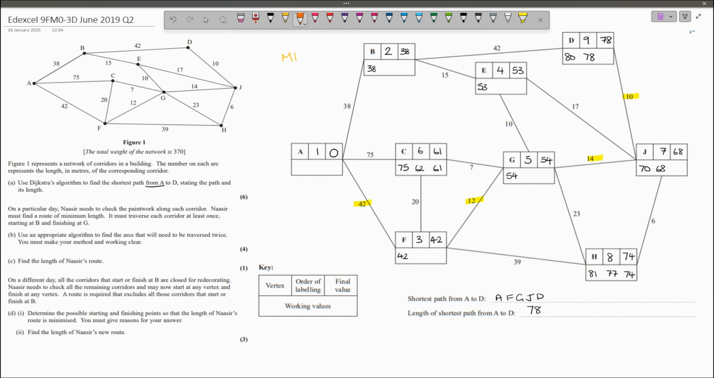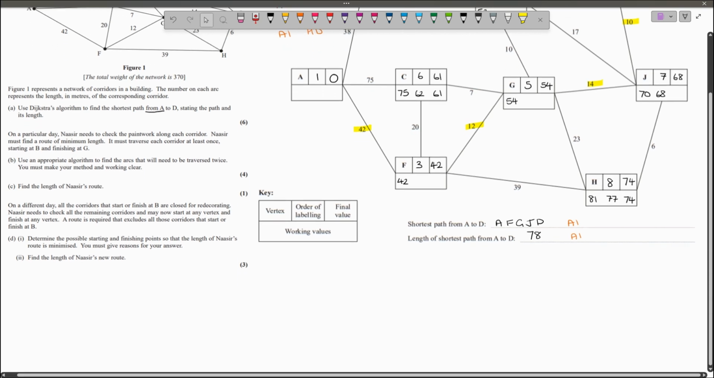And accuracy marks come from having values all correct in A, B, F, and E. So our first accuracy mark for A, B, F, and E. Our second accuracy mark for values being all correct in G, C, and J. And our next accuracy mark for having all correct values in H and D. Last but not least, we get an accuracy mark for giving the correct shortest path and the correct length.